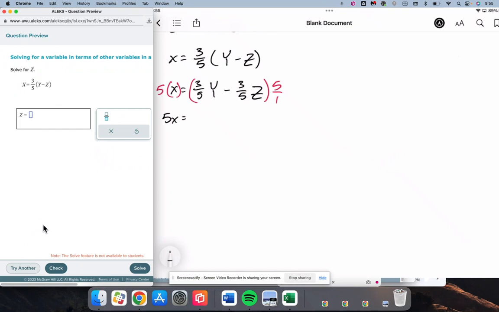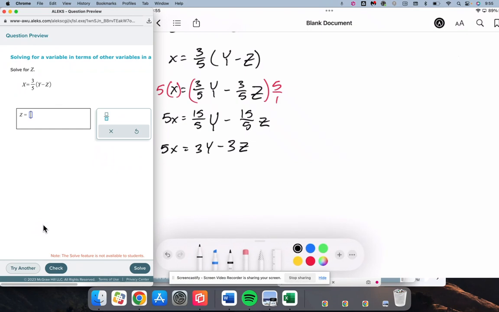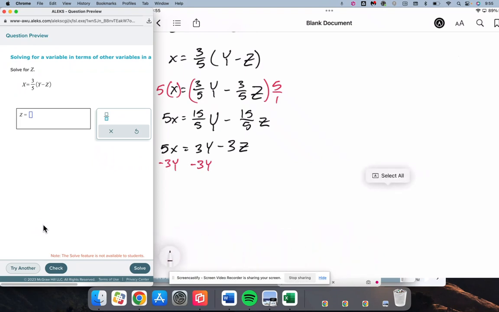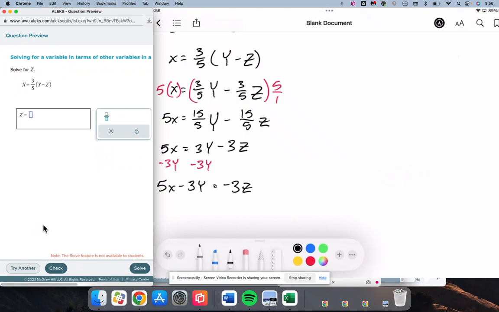And we get 5x is equal to 15 over 5y minus 15 over 5z. And so simplifying those fractions, we get 5x is equal to 3y minus 3z. Solving for z, so we do need to subtract 3y from both sides. So we get 5x minus 3y is equal to negative 3z. Need to divide by negative 3.